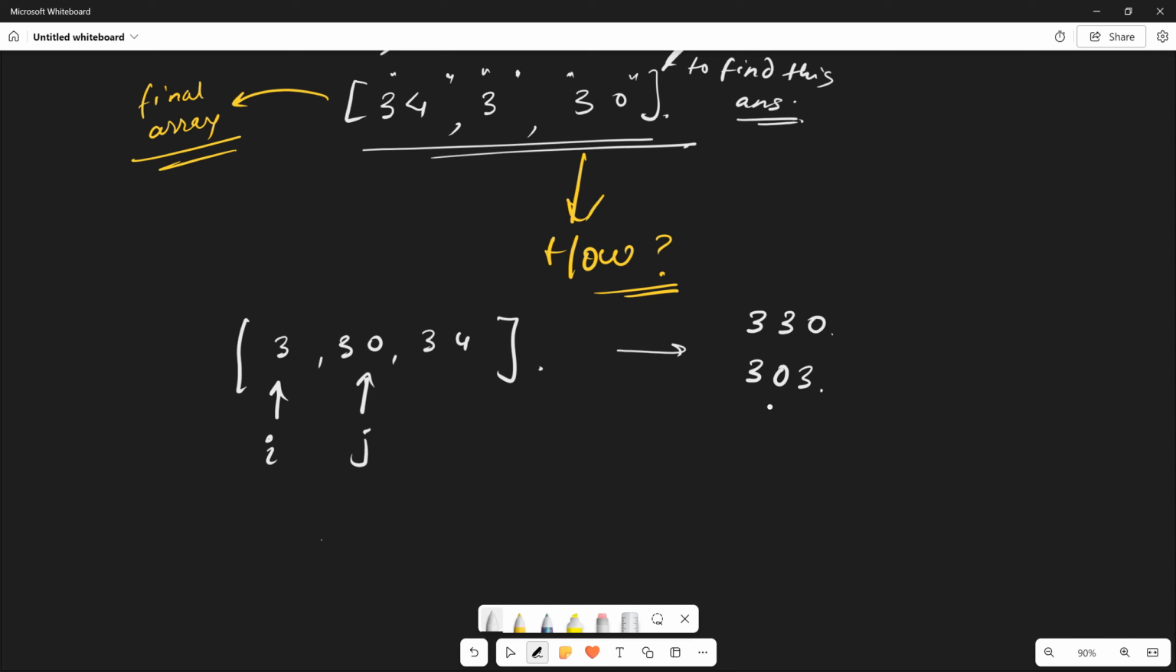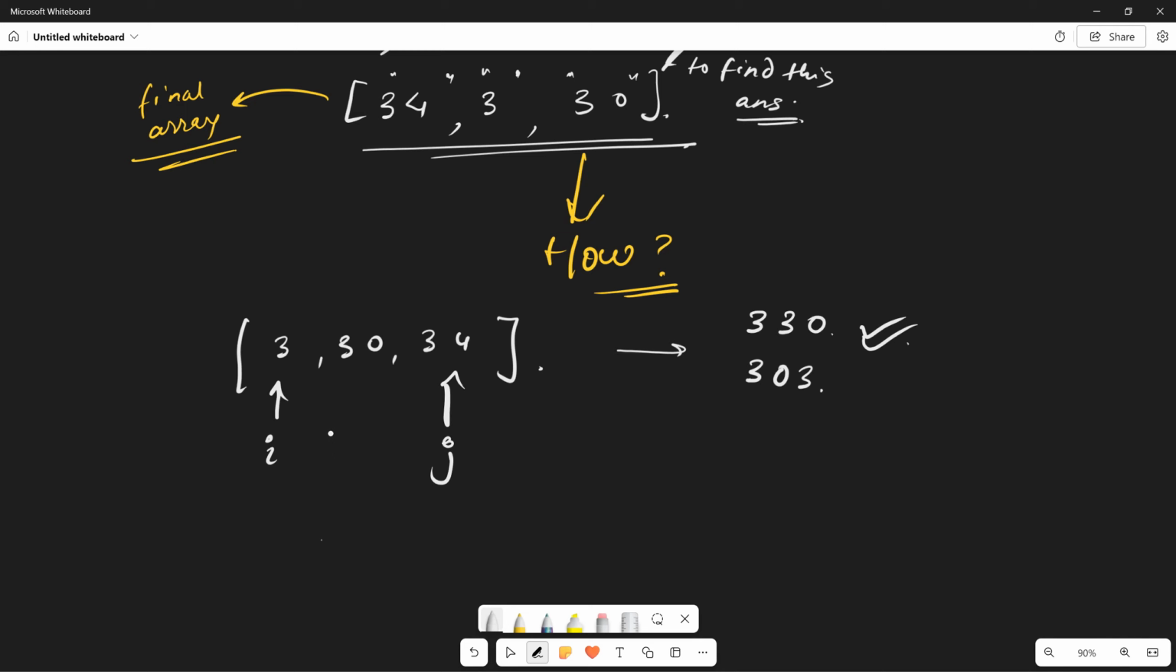Which one is greater? This one, 330, is greater, and in the original array the position is correct because this is 3 and 30. So we will increment this jth pointer. Now the jth pointer is incremented.